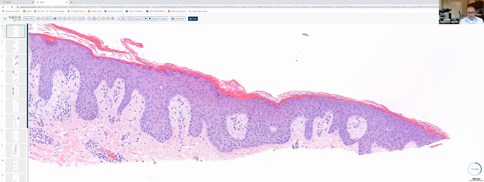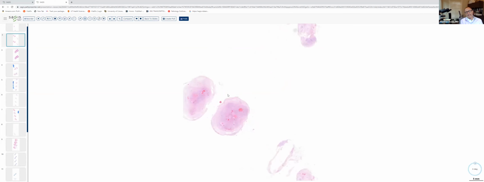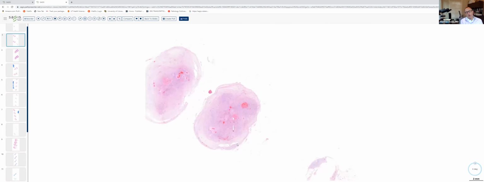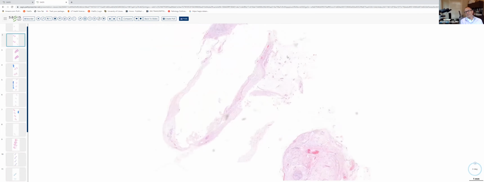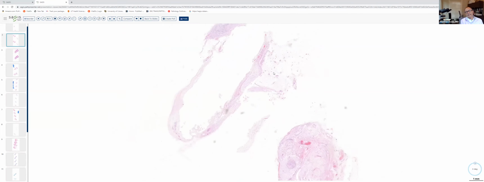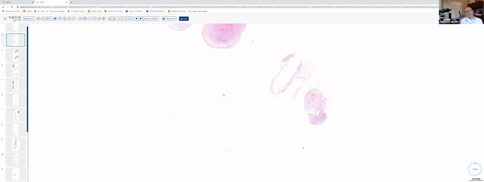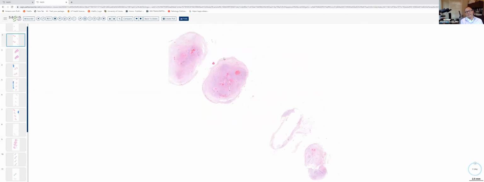Let's go ahead and move on to case number two. Case number two was an incisional biopsy specimen. One can see that we've got a neoplasm here that's extremely well circumscribed. It's basically a pink ball located in the subcutaneous tissue. And this neoplasm has a very benign silhouette.